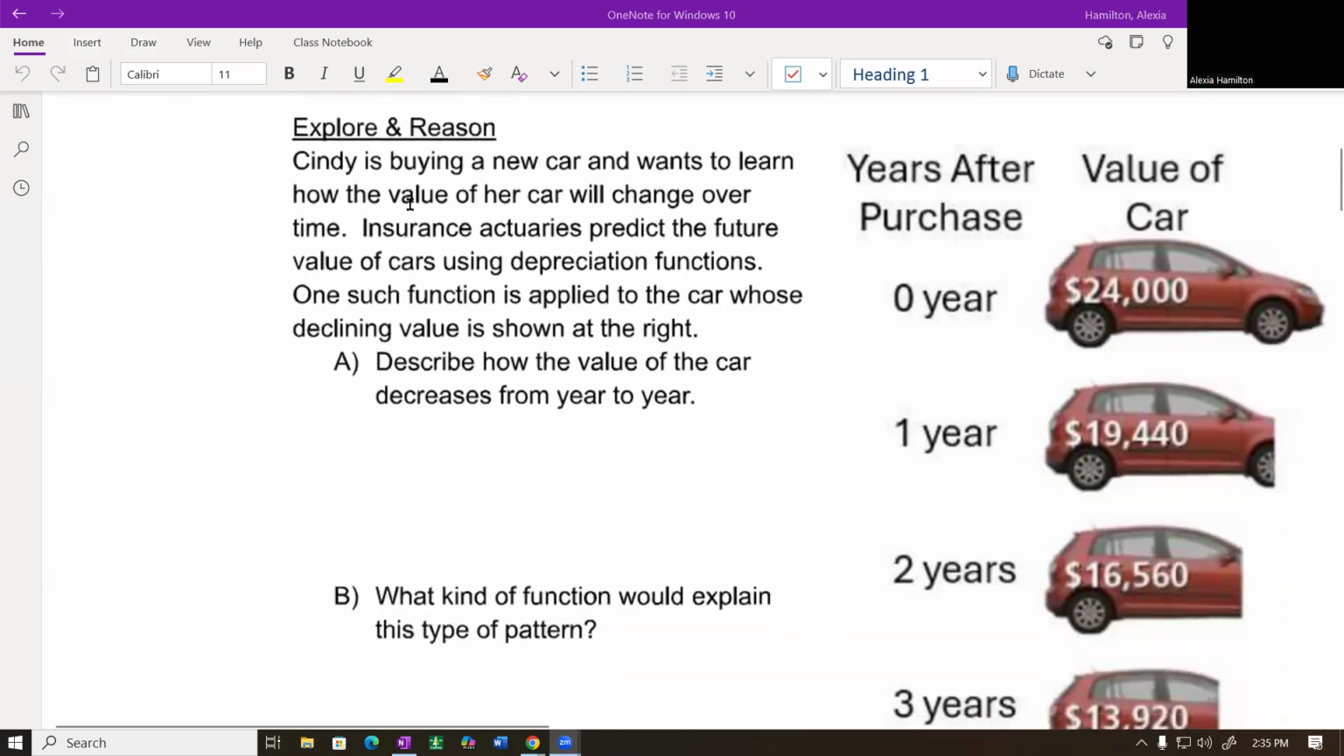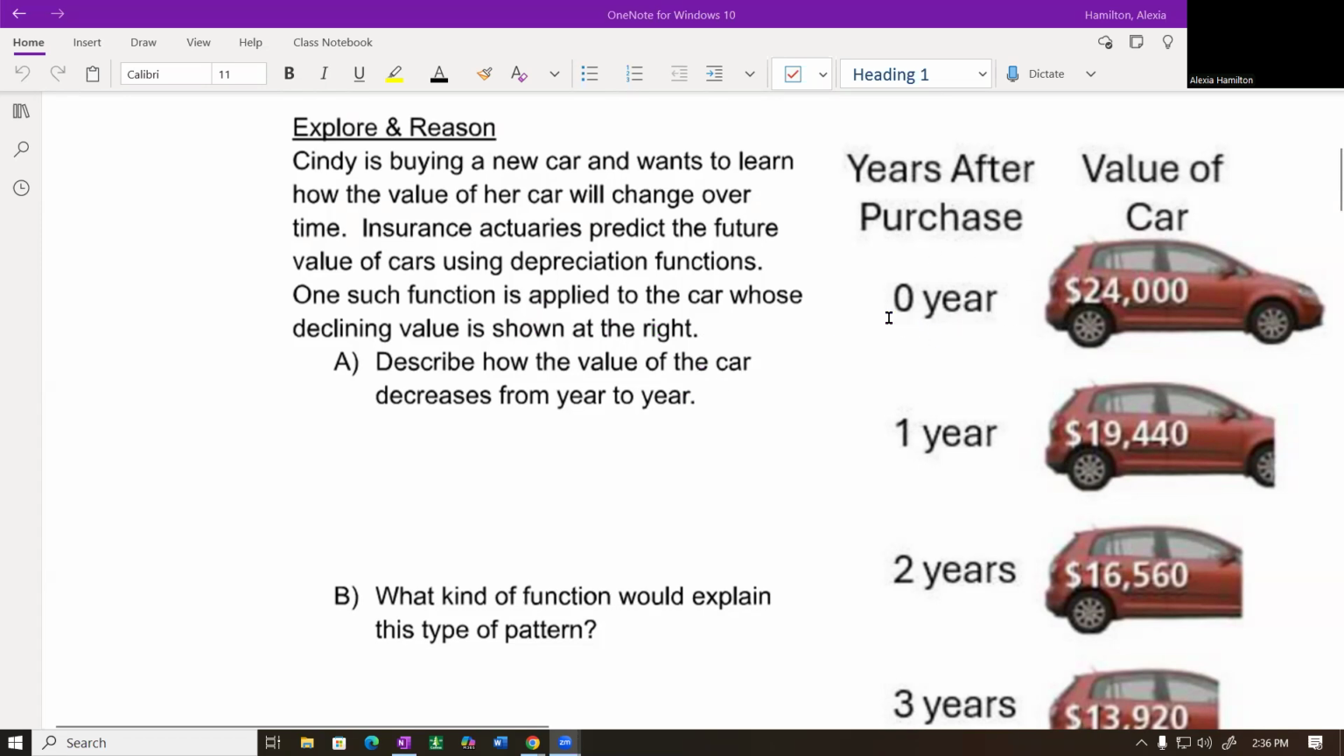Cindy is buying a new car and wants to learn how the value of her car will change over time. Insurance actuaries predict the future value of cars using depreciation functions. One such function is applied to the car whose declining value is shown at the right.